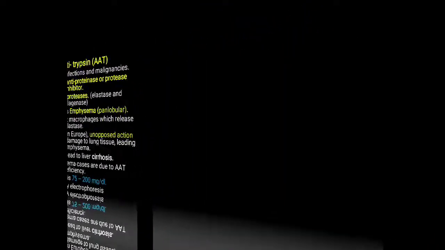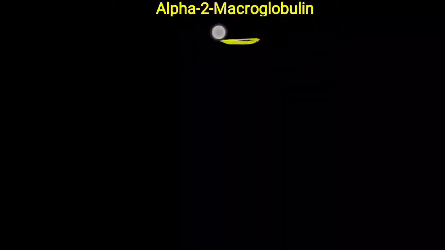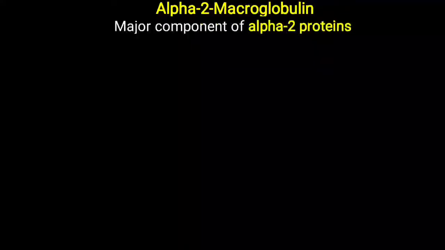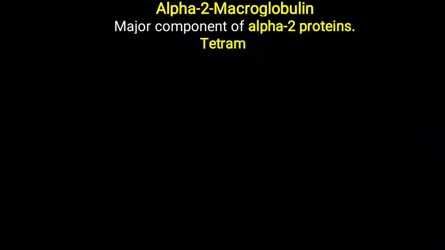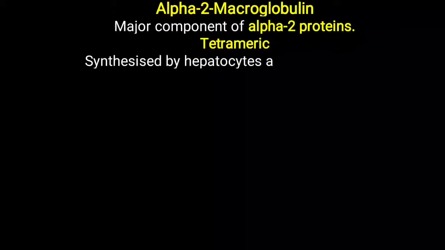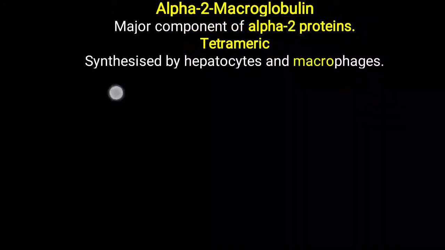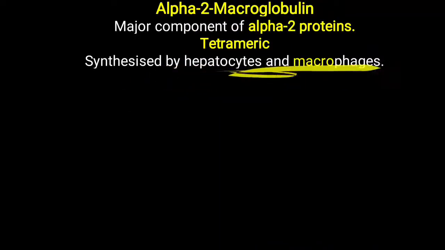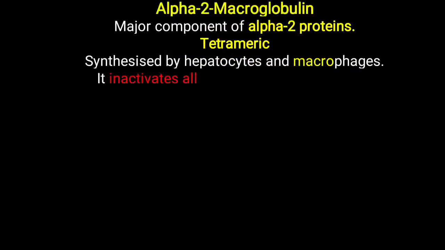Now the second important acute phase protein is alpha 2 macroglobulin. From the name alpha 2, it is found in the alpha 2 portion, the second band of the electrophoresis. Second, it is macroglobulin, so it is produced by the macrophage again. It is a major component of the alpha 2 portion of the electrophoresis. It is a tetramer, meaning 4 polypeptide chains are there, and it is a heavy molecule, a macromolecule. It is synthesized by the hepatocyte as well as macrophages. So from the macro, you can remember that it contains 4 polypeptide chains, it is a heavy molecule, as well as it is produced by the macrophage.